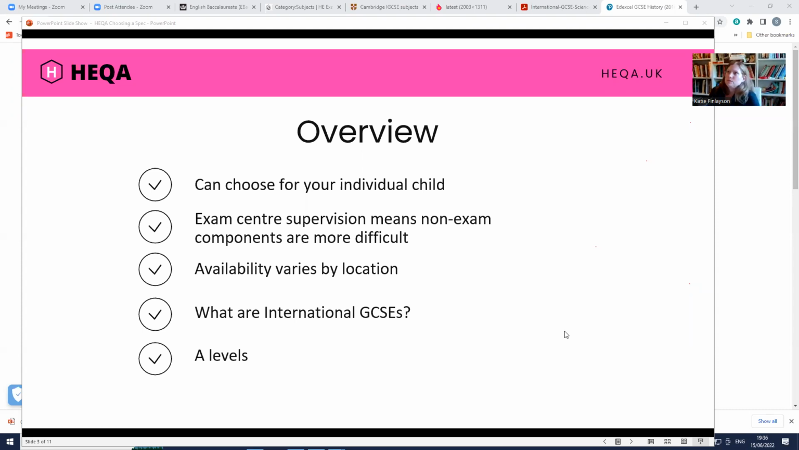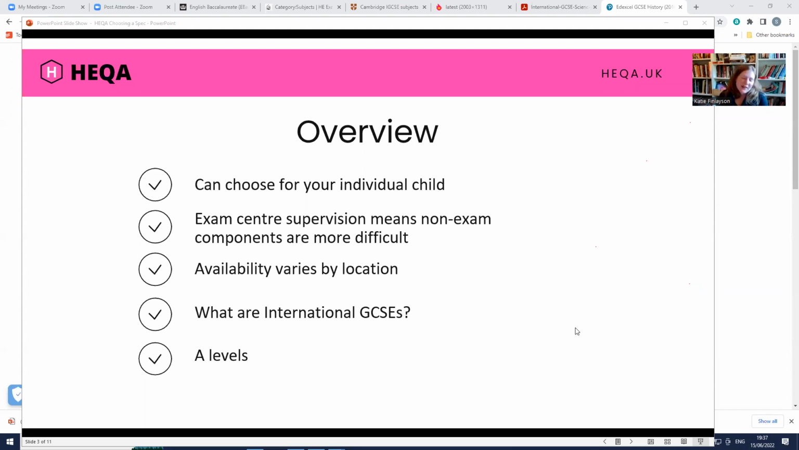Now, those are often more difficult to do as a private candidate. Partly because, in the case of coursework, they still need to have that level of verification. They still need to know that it was your particular child that did that work and that they didn't have any help that they weren't supposed to have.